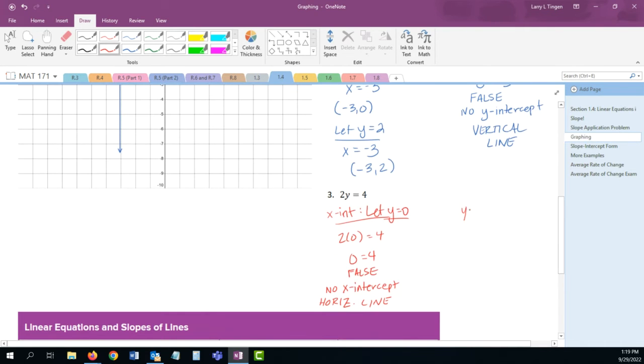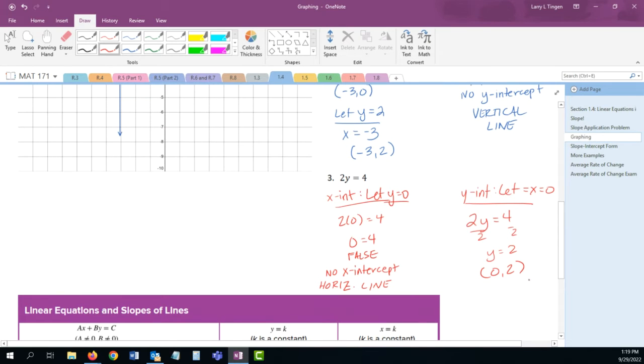All right, so let's find the y-intercept by letting x equal 0. If x is 0, then 2y equals 4. Divide both sides by 2, y equals 2, and I'm given the point 0, 2. All right, so I have 1 point. I need 2 to draw my line.